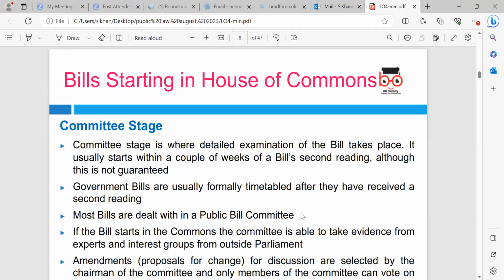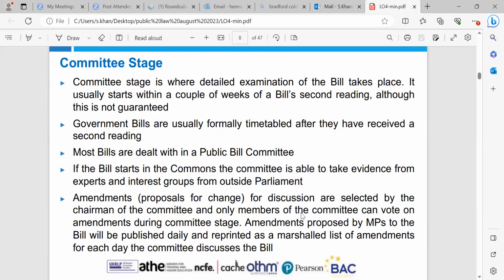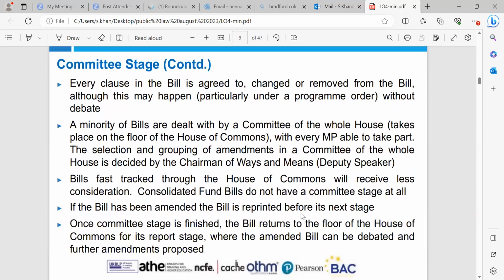So this is the crucial part, the committee stage. Here is where the bill is examined with a fine-tooth comb. It usually starts within a couple of weeks of the bill's second reading. And here is where any amendments, any proposals for change or discussion, are selected, and amendments proposed by MPs will be published daily and reprinted. So here is where it all starts, and whether it needs to be scrutinized, if there's any amendments for changes, any issues in regard to any clauses. So if there are any clauses that need to be changed or removed from the bill, this may happen.